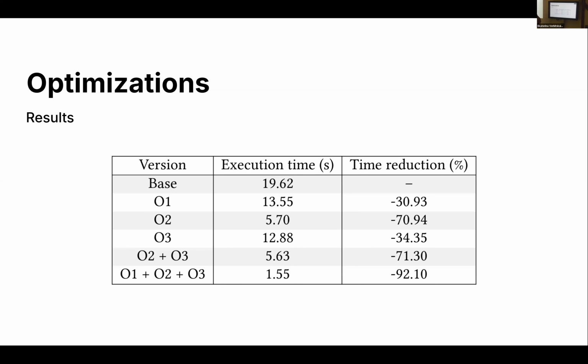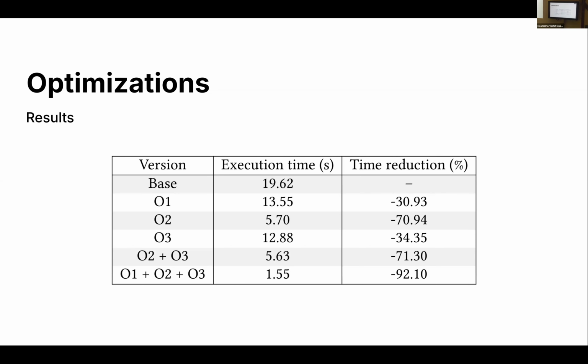And if we combine all of these optimizations, we get a good optimization that reduces the overhead by 92%. That makes Cachalot quite efficient.